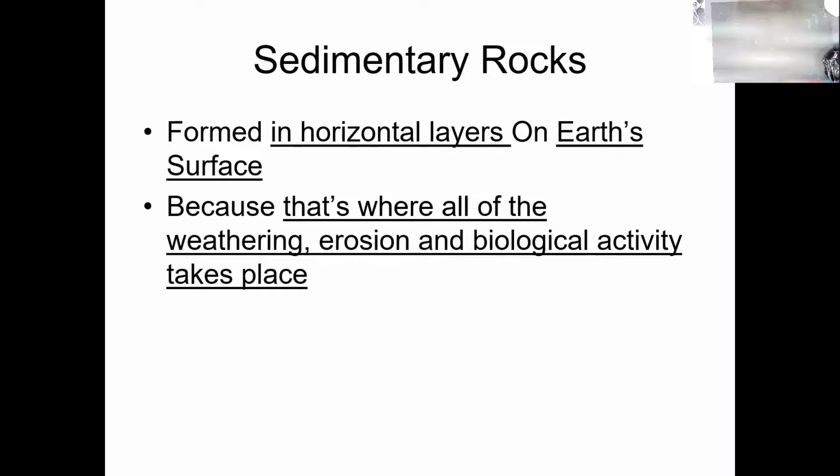So on the bottom, is that where I'm writing? Yeah, where it says formed, right? It says formed. Now you add in horizontal layers on Earth's surface. But do I put the on our surface where it says on? Yes. Yep. Sorry to make that confusing, I guess. So you're writing the underlined words. So formed is already there. You're going to add in horizontal layers. And then the on was already there. So you're going to do on Earth's surface.